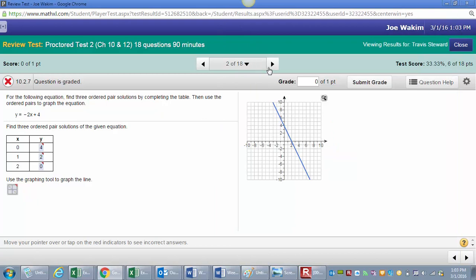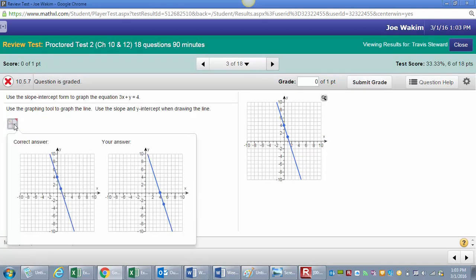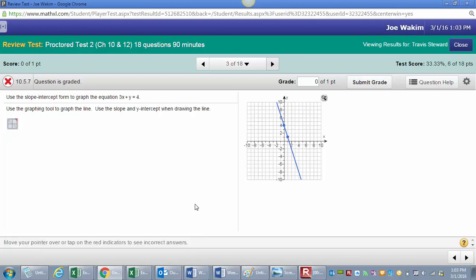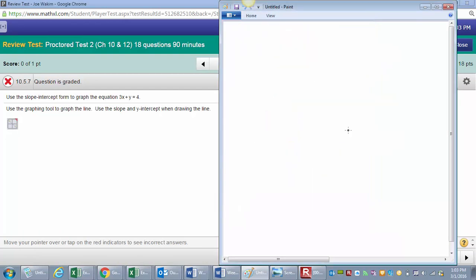Let's try the next exercise, which is number 3. Use the slope-intercept form to graph the equation 3x plus y equals 4. And you did the slope correct because the lines are parallel, but you have switched the x and the y-intercept. So all you have to do in a question like this is find the x-intercept, find the y-intercept. So if you have 3x plus y equals 4, to find the x-intercept, all you have to do is substitute y equals 0 in the equation.